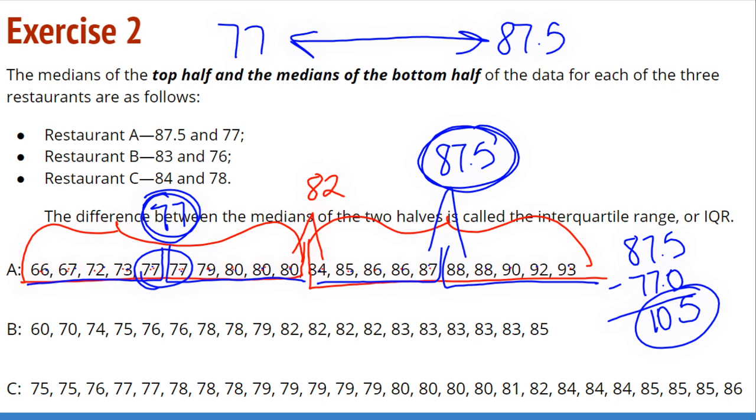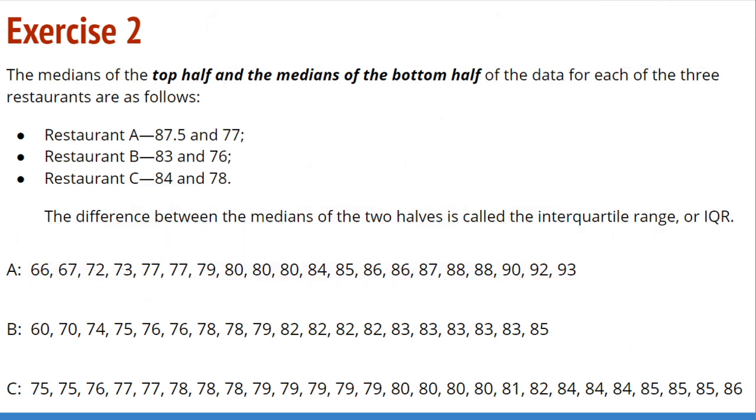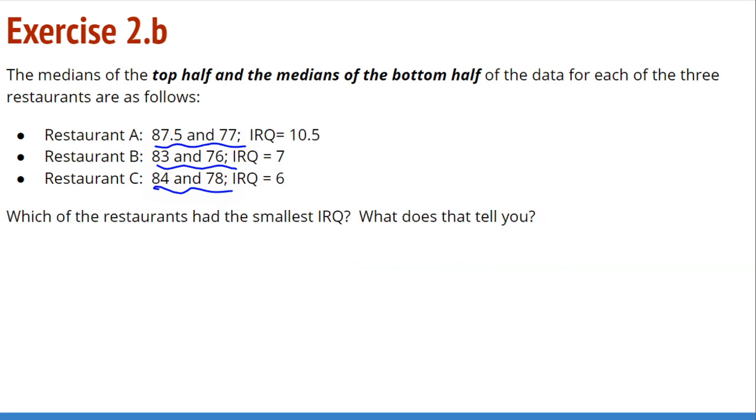We'll talk in a few minutes about what exactly that means. So the first thing to do is find the interquartile ranges. This would be a great time to just pause, take a moment, get out your calculator, and subtract the numbers here and find the interquartile ranges. So here we found our interquartile ranges. We've got 87.5 minus 77, which gave us 10.5, and 83 minus 76, which is 7, and 84 minus 78, which gives us 6. So we have the interquartile ranges now.